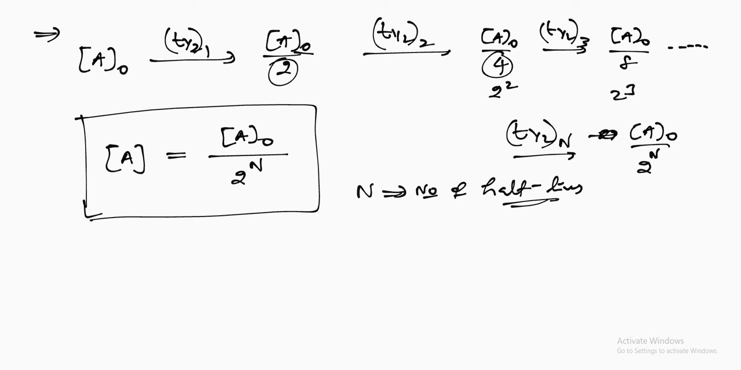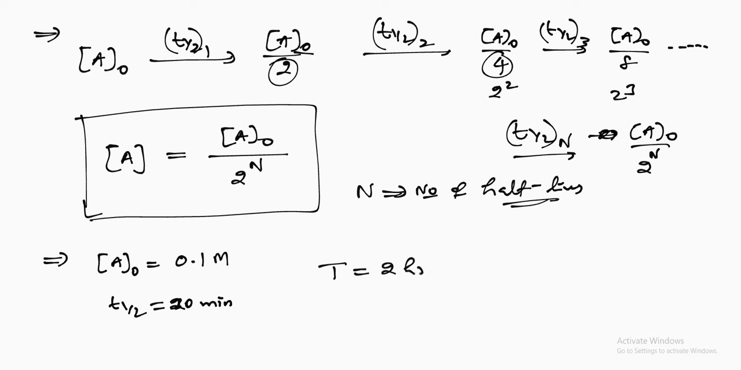Now, just for understanding purpose, I'll give you a problem here. You try to do. Suppose a first order reaction is there whose initial concentration, let me give the initial concentration as 0.1 molarity. Let the half-life of this reaction be 20 minutes. Students, observe carefully. I have a reactant whose initial concentration is 0.1 molarity and the half-life of the reaction is given. Now the question is, after say for example 2 hours, what will be the remaining concentration of A in the reaction after 2 hours?